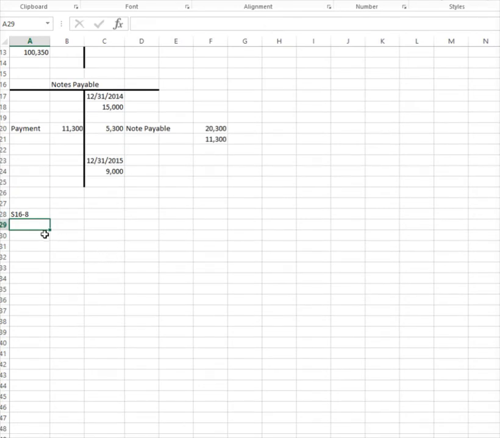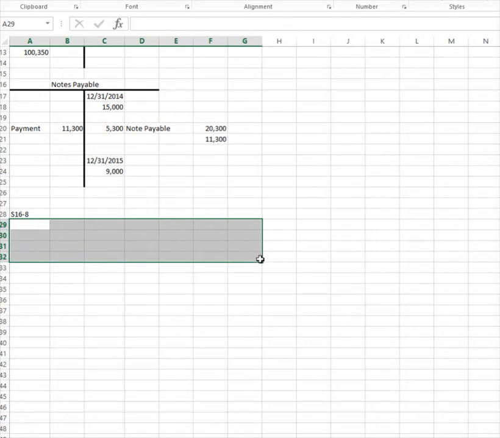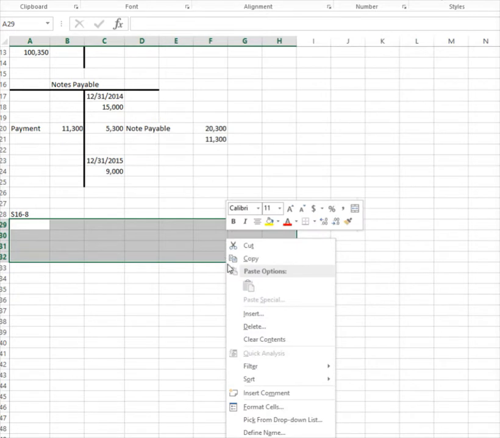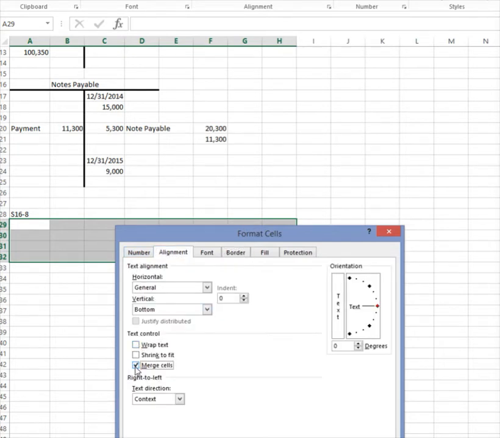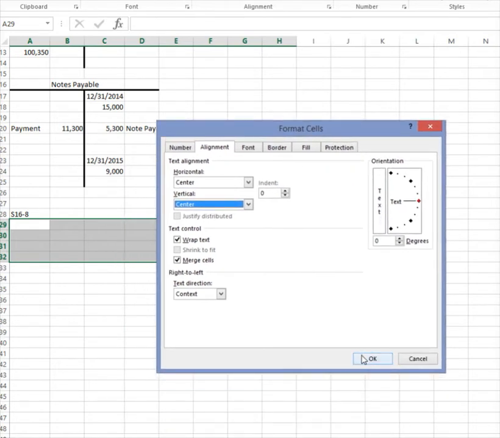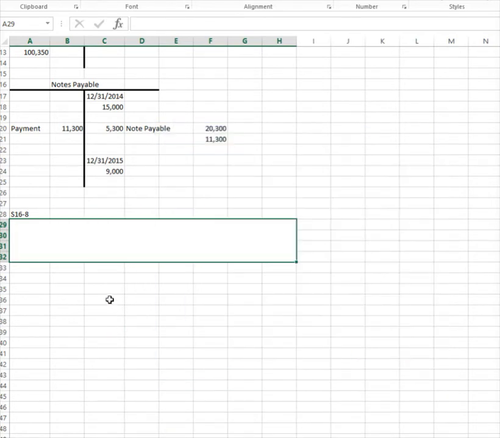let's do a little bit of formatting here just so it looks somewhat presentable. I'm just going to merge cells, wrap text, center. You don't really need to do this. This is just, as the professor, I like to make it look pretty as well.